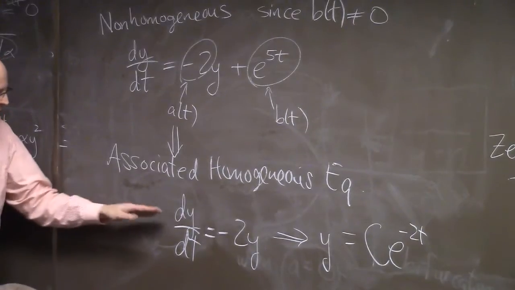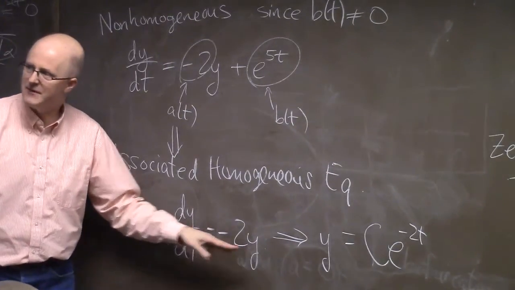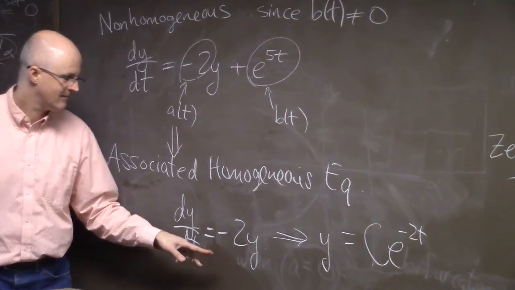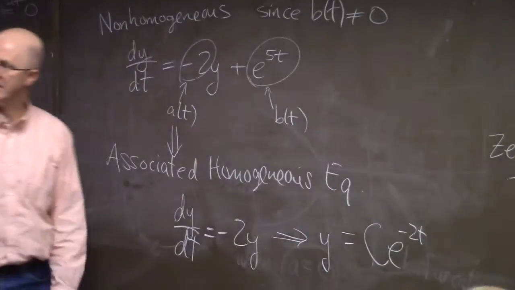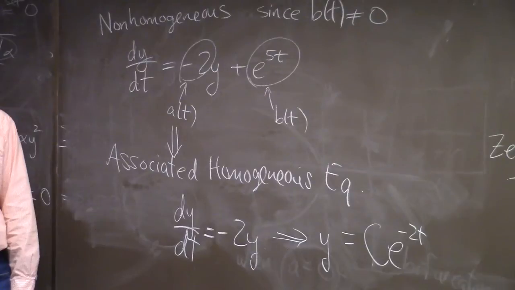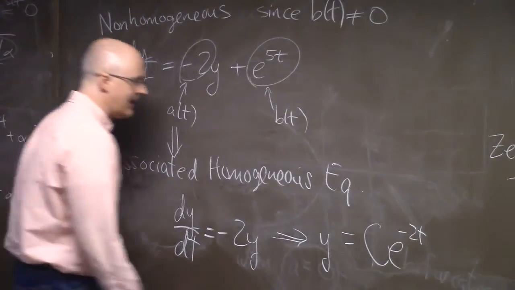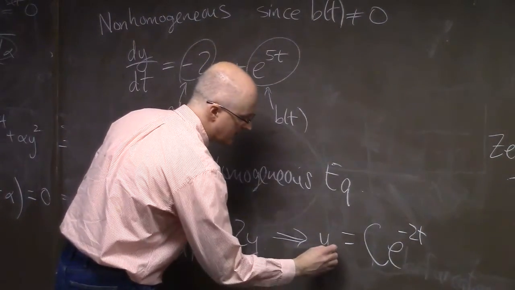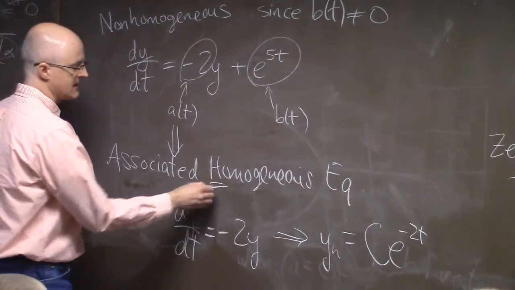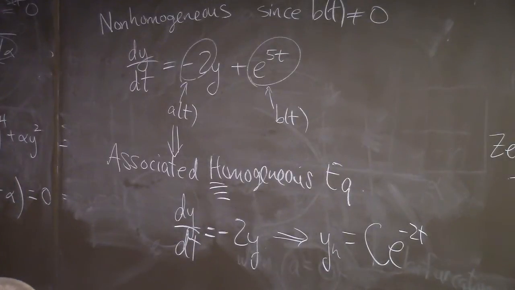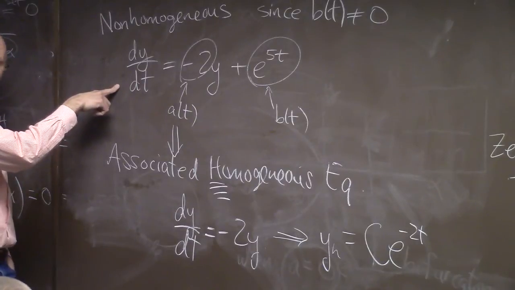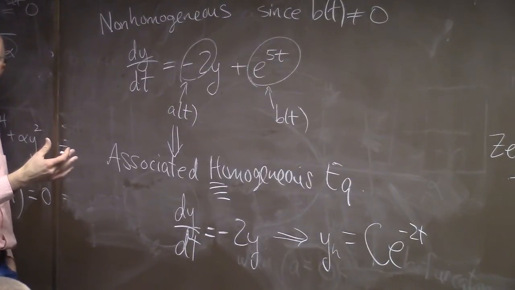We're after a function whose derivative is -2 times itself. This is an autonomous equation. Any constant times e to the negative 2t has the property that its derivative is -2 times itself for all t. It's conventional to not just call this y here, but y sub h, the h corresponding to homogeneous. This is not the general solution of the original, but it's going to be a piece of the general solution, we'll see.